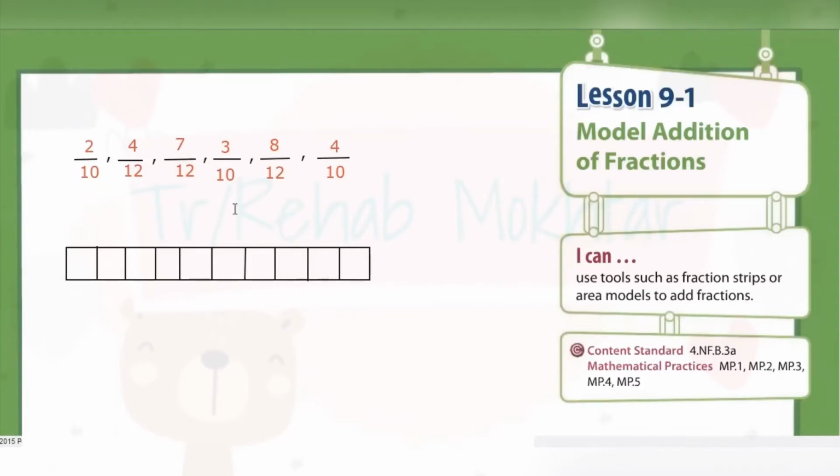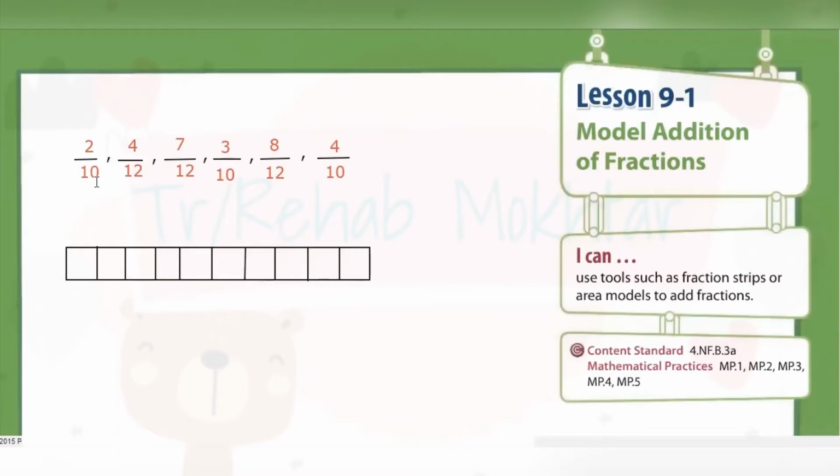Look, here we have different fractions: 2 out of 10, or 2 tenths, 4 out of 12, 7 out of 12, 3 out of 10, 8 out of 12, and 4 out of 10. We have some fractions. How can I classify them? I will ask myself, which fractions have like denominators? We know that the number on top is the numerator, and the number down is the denominator.